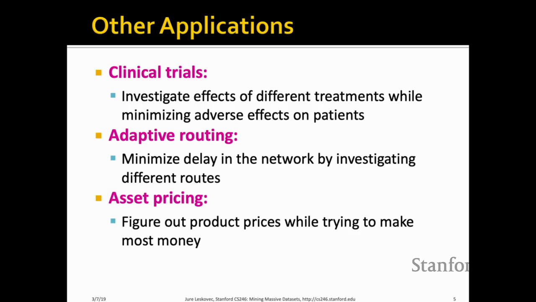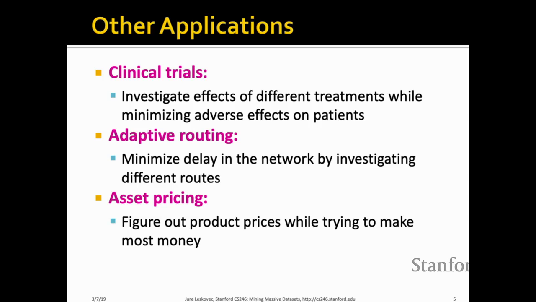There are no fixed routing schemes. The packet routing is not deterministic. So every time you send a packet online, there is an adaptive routing going on. Every time a network connection fails, the packet has to be rerouted and so forth. The idea there is that you want to minimize the delay in the network by investigating different routes.